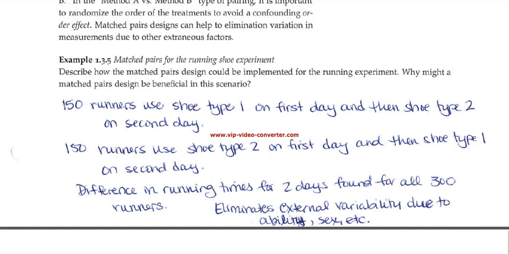And what we look at then is for each runner, what was the difference between shoe type 1 and shoe type 2? So because each person is using both of them, we're going to eliminate all those external variables that we talked about earlier with the blocking design, like their ability, male, female, their age, all of that, because everybody is using both of the treatments.